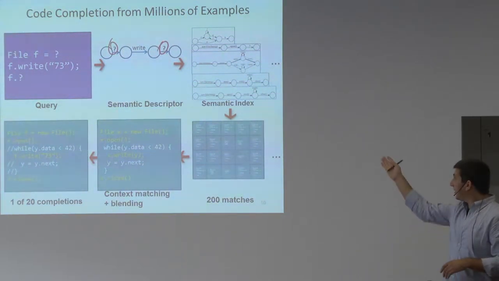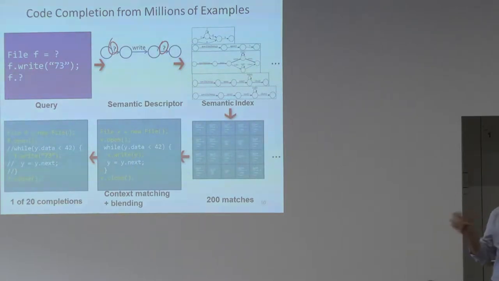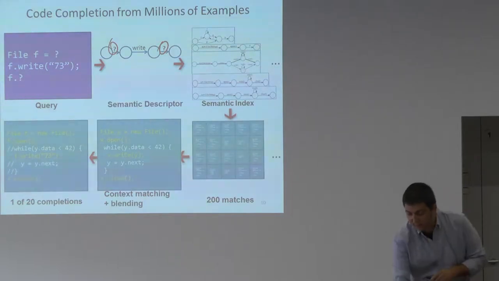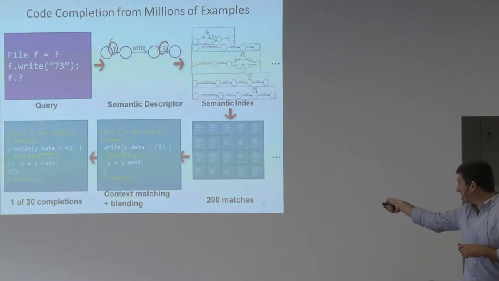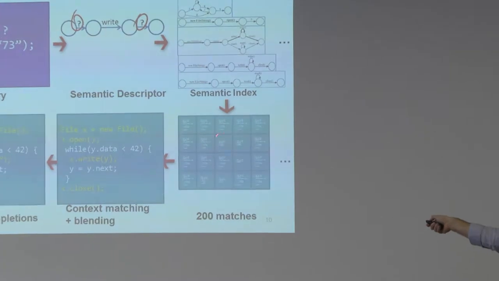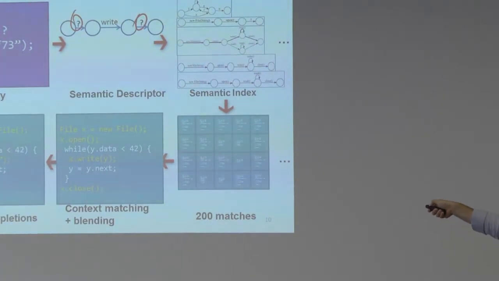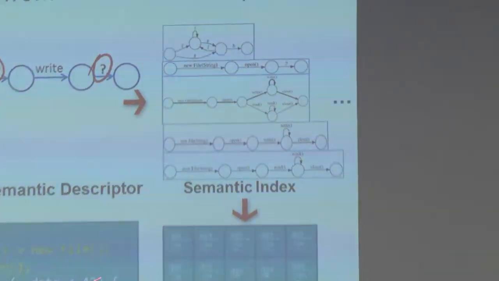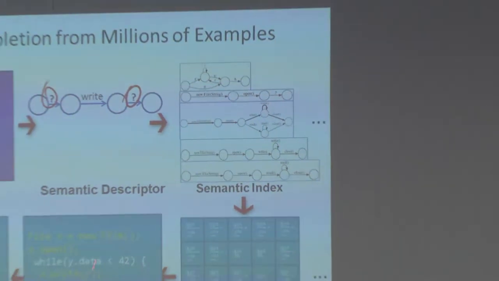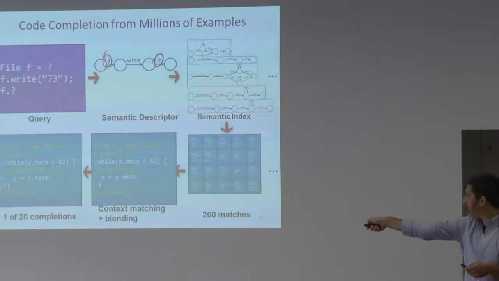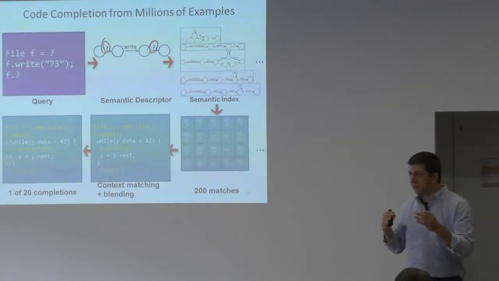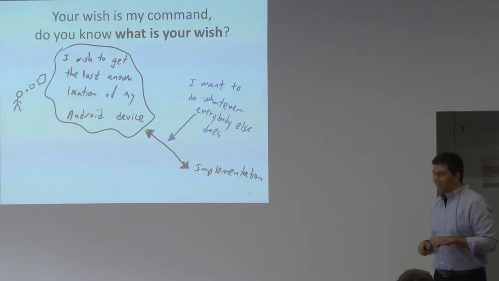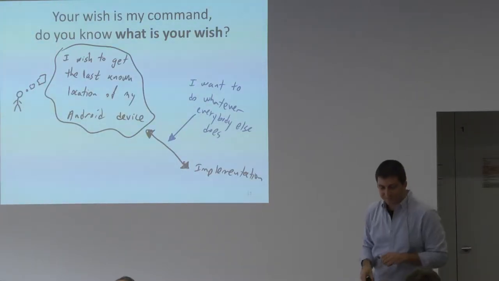That says, I want to find something of a file that has a write in the middle, and I don't know what comes before it or after it. I want to match it in the index. I get some matches of code. I go and I check the context. So my original query was with F and write 73, and now I found some example that does something completely different with some loop here, but I think that I can still smoosh them together, and then I eliminate these parts from the example, and I somehow merge them. So this is the tricky part. We're not going to talk about that at all. It's nasty.